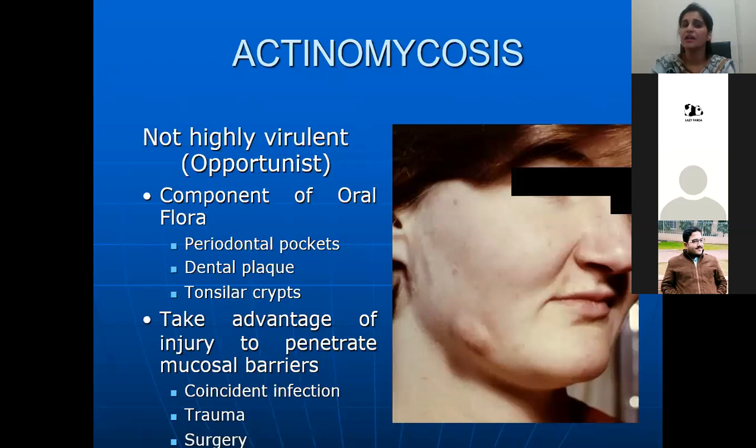It is not highly virulent, and it is actually opportunistic. Actinomycetes are present in the normal flora of your oral cavity. They can be present in the periodontal pockets, dental plaque, and in the tonsillar crypts. But they take advantage of injury to penetrate the mucosal barriers.